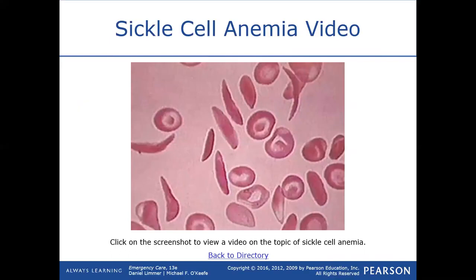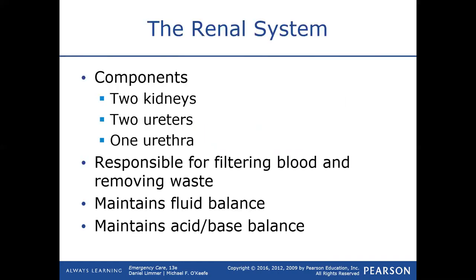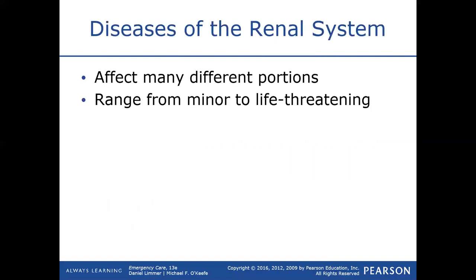Okay, there's a video on sickle cell anemia I would encourage you all to look at. They're available online. All right, and then we'll talk about the renal system. The renal system is made up of the 2 kidneys, 2 ureters, and 1 urethra, and they're responsible for filtering the blood and removing waste. They also maintain fluid balance and the acid-base balance.